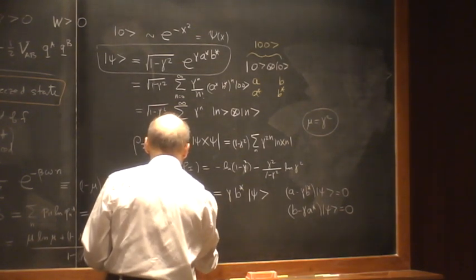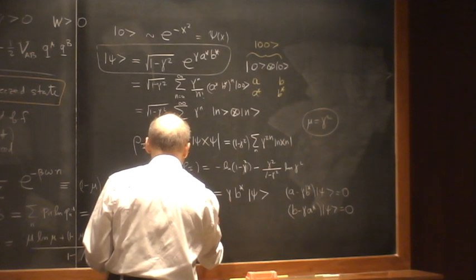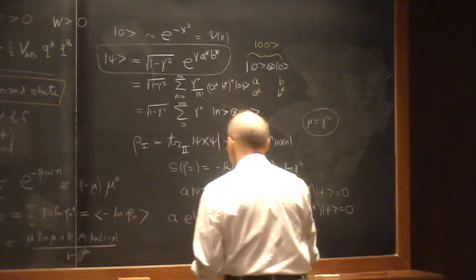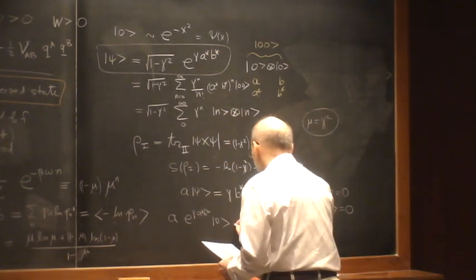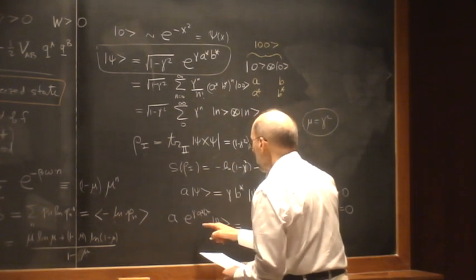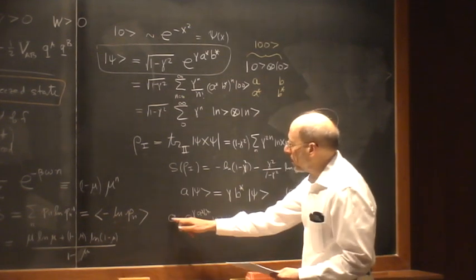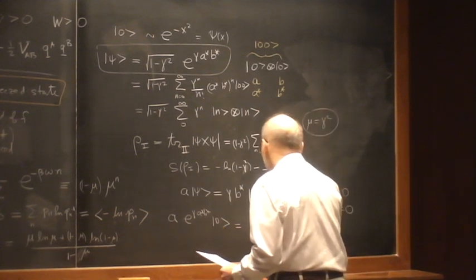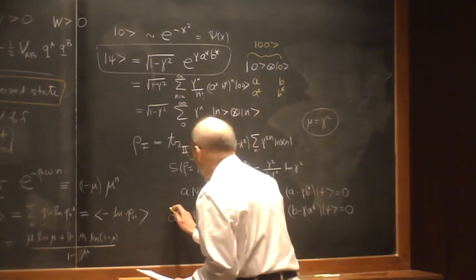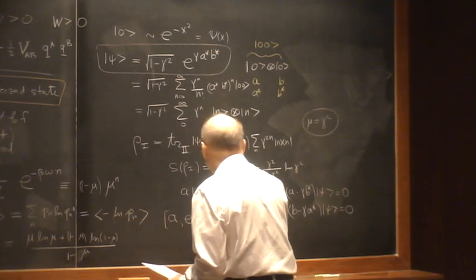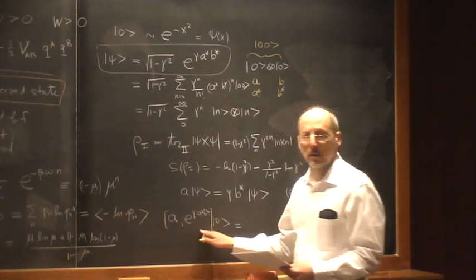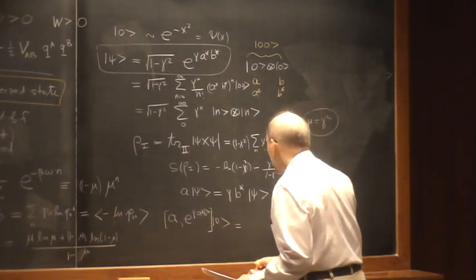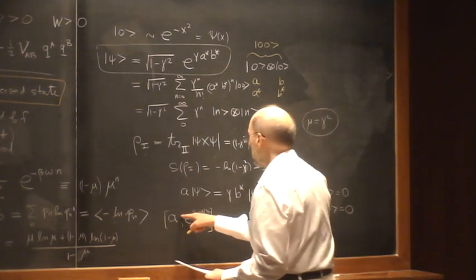So we want to apply e to the gamma A star B star to the ground state, the full (0, 0) ground state. But what we know is that A annihilates the ground state, right? So we can actually convert this to a commutator, because the second term vanishes. But this commutator we can work out.